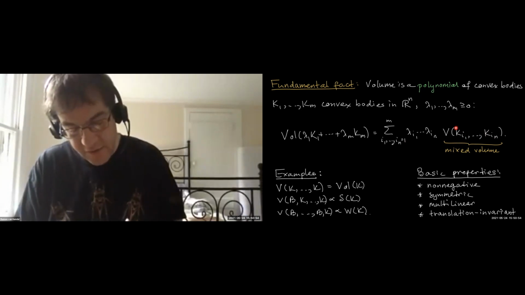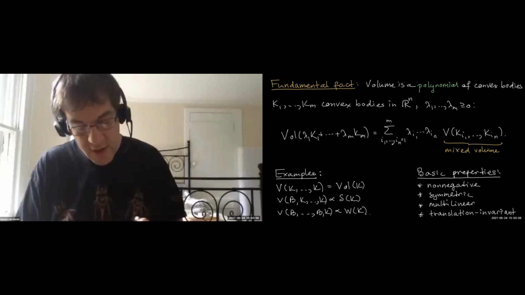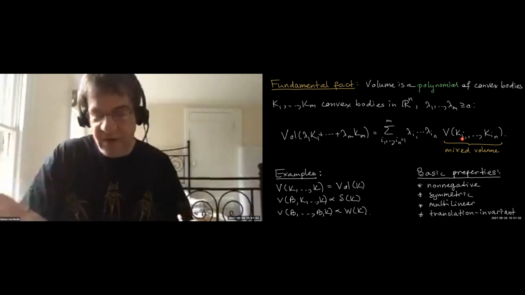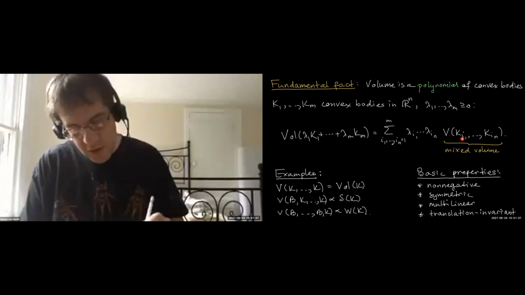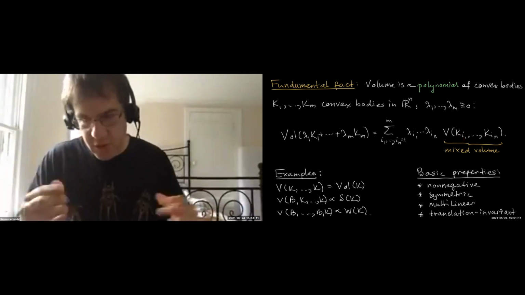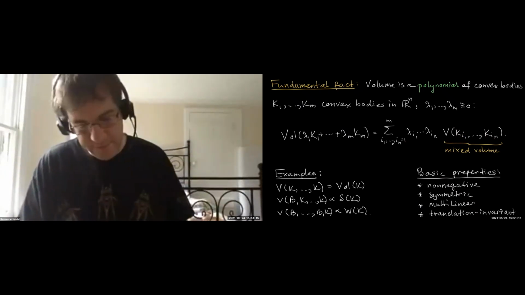They're linear as a function of each of the convex bodies. This also follows directly from this representation. And if I translate any of these bodies, then they're also invariant. This follows from the fact that volume is translation invariant, right? If I shift the set, it doesn't change the volume. So, I'm not going to use these properties explicitly, but I sort of take them for granted. So I just mentioned them at the outset.